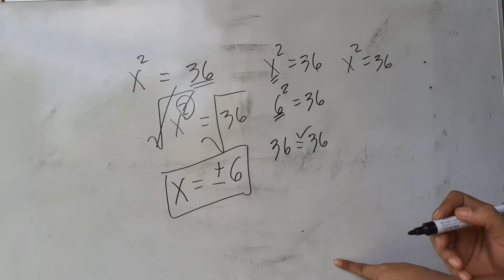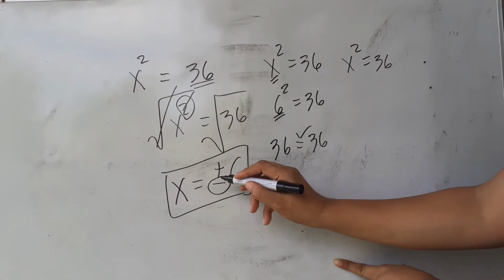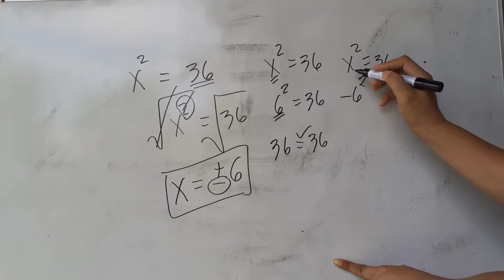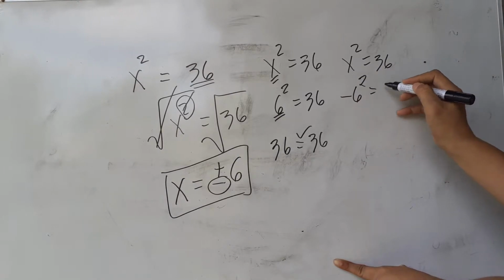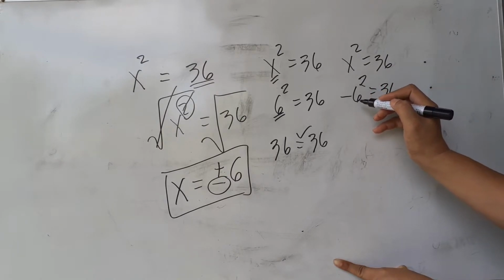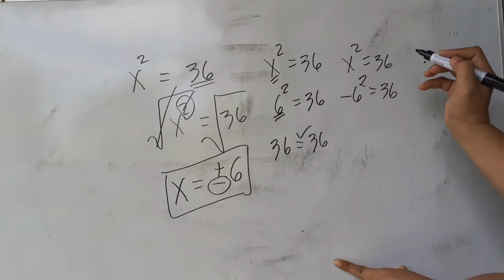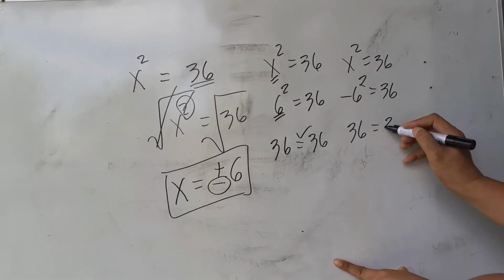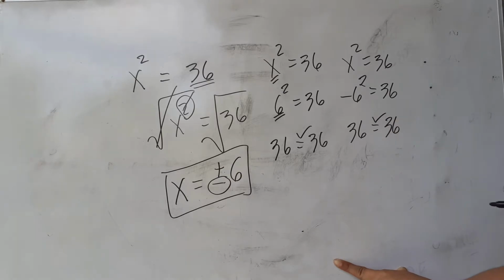Next one is x squared is equal to 36. Yung isa po sagot natin kanina ay negative 6. So, we have negative 6 squared. Substitute lang po yung value ni x. It is equal to 36. So, negative 6 multiplied by negative 6 is equal to positive 36. It is equal to 36. So, check po yon.